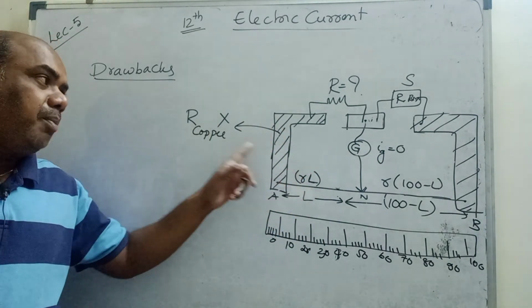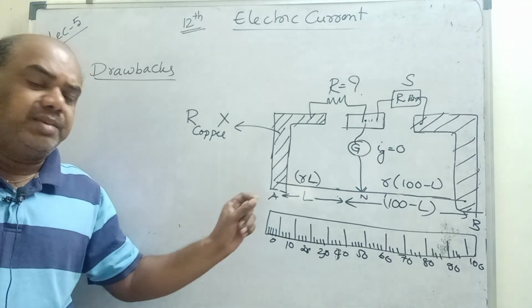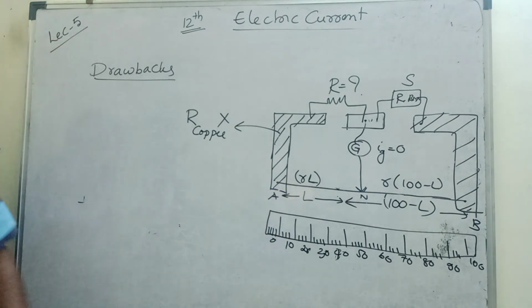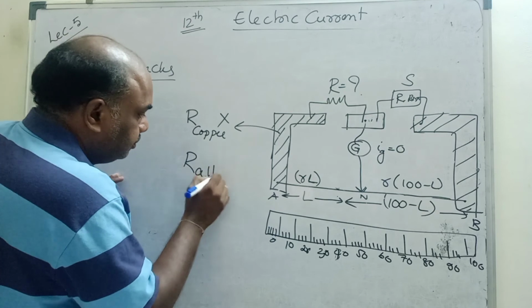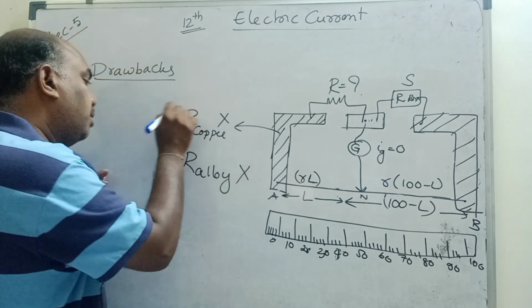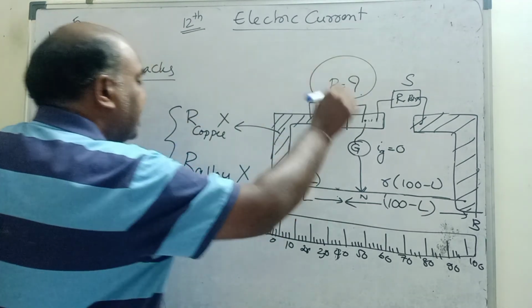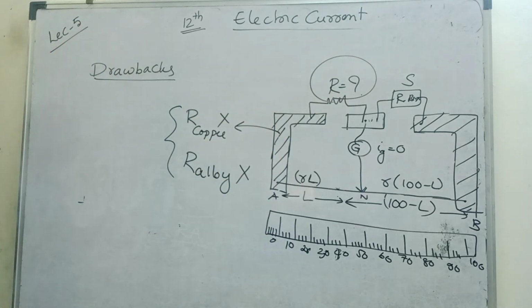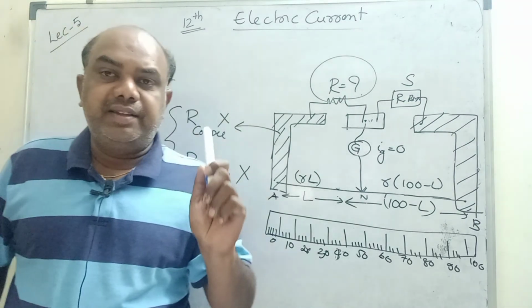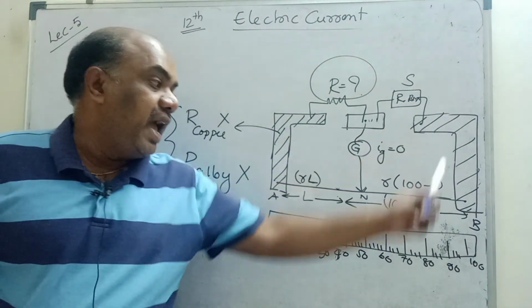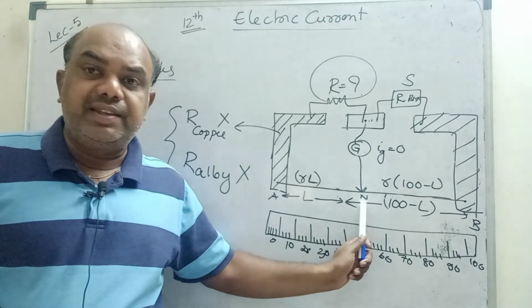The copper strip offers some resistance, as well as this alloy also offers some resistance. We are not considering the resistance of the alloy either. Because of these two, we will not get the exact reading, so it gives some error. How to overcome that error? That we will see. Here we are not considering the resistance of the copper strips, nor the resistance of the alloy.